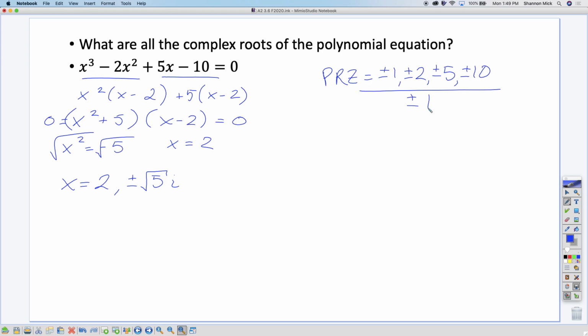If I would have done that, could I have gotten one of my answers? Yes. I would have had to then do the quadratic formula, obviously, to get the square root of 5i, right? There are problems. We could have done it, and we could have found it, and it would have been fine. There are problems in your textbook that you can't do possible rational zeros because you don't have any rational answers.